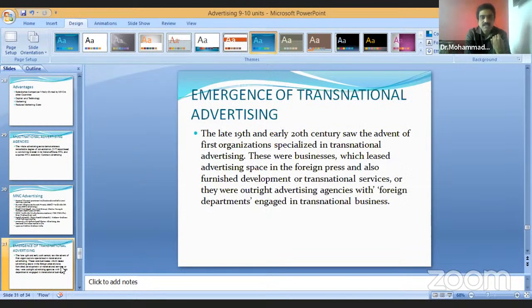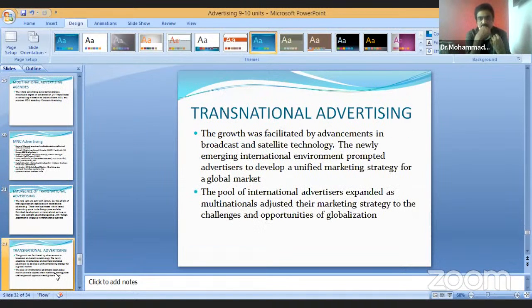The emergence of transnational advertising in the late 19th and 20th century saw the advent of the first organizations specialized in it. These were businesses that placed advertising in the foreign press, along with finance and development services, and they were outright advertising agencies with foreign departments engaged in transnational business. Growth was facilitated by advancements in broadcast and satellite technology. The newly emerging international environment prompted advertisers to develop a unified marketing strategy for a global market. The pool of international advertisers expanded as multinationals adjusted their marketing strategies to the challenges and opportunities of globalization.